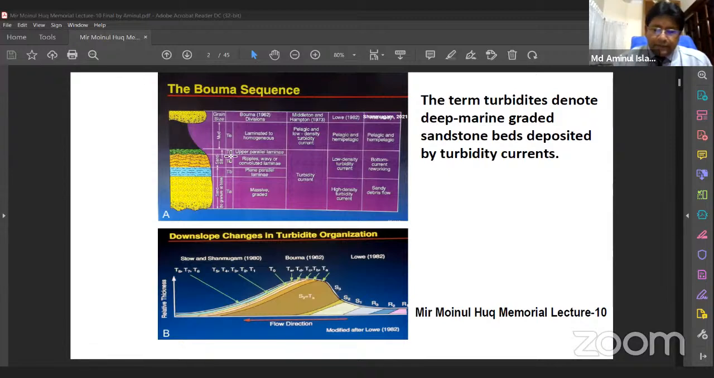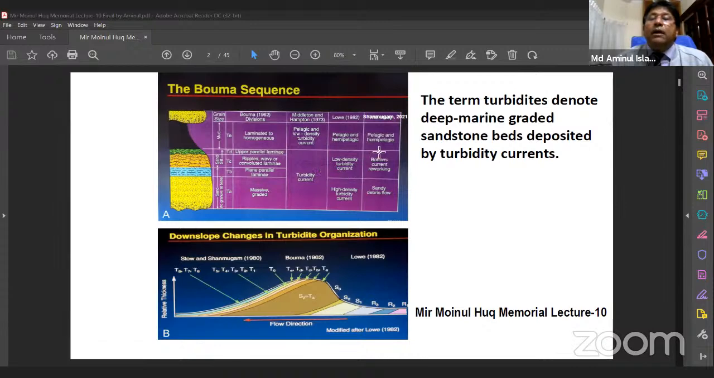Here you can see some different opinions about the turbidite sequence. You can see the Bouma divisions here. You can see Middleton and Hampton 1973. He divided from TA to TE, one turbidity current, and then he said it is pelagic and low density turbidity current. And Lowe in 1982 also divided it, like high density current for TA and the rest of the three units, he said low density current.